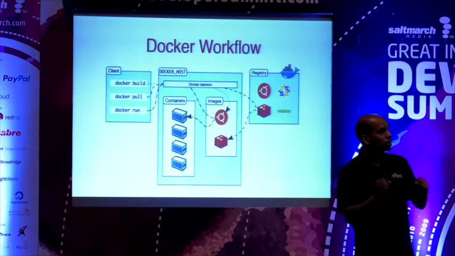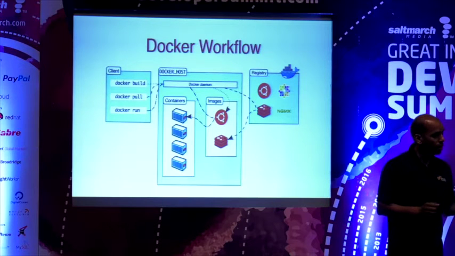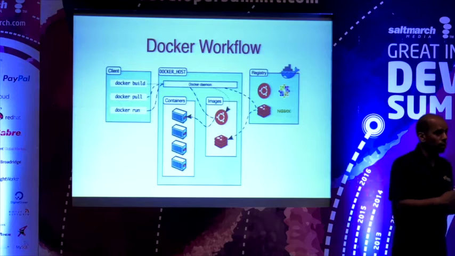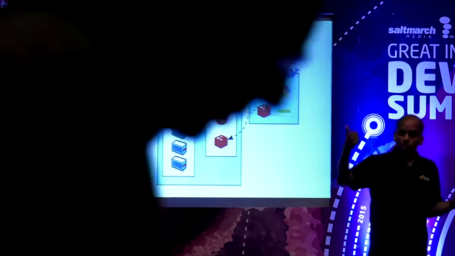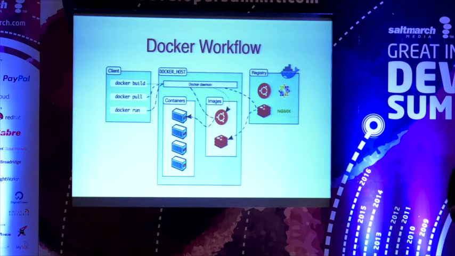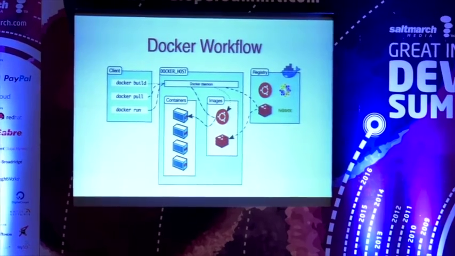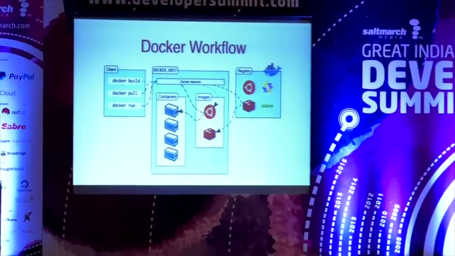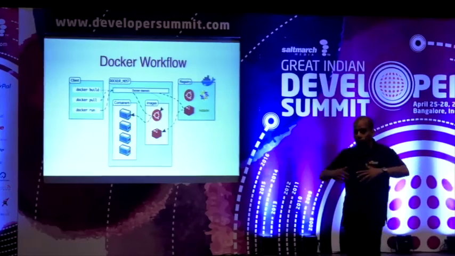You can download those images from the client, but the client doesn't download them directly. The client makes a request to the Docker host, which then downloads the images and runs the containers. In this case, I'm showing a single host, which would be good for development. But when you go into production, you have multiple hosts.